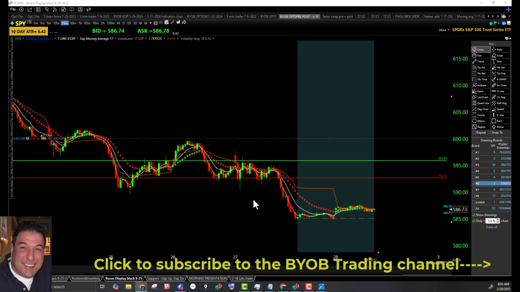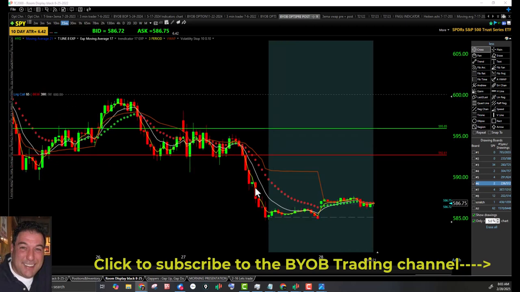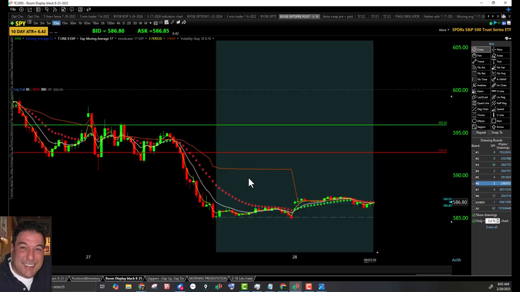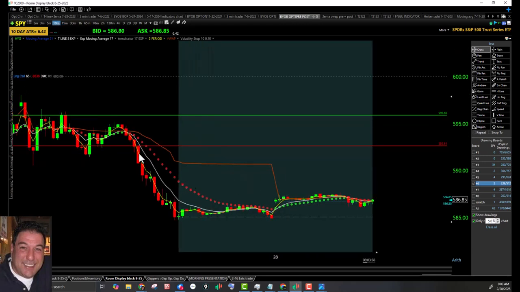So here's SPY. You can see price action. You get the candlesticks and the 3 EMA. That's the thin yellow line. Underneath the white line, that's the 8 EMA. Underneath the red dots, that's the 17 EMA, okay? I'm on a 15-minute chart. I can flip to a 10. Either way, you got a 10-minute downtrend coming into the close.